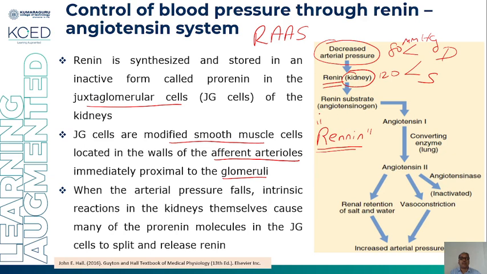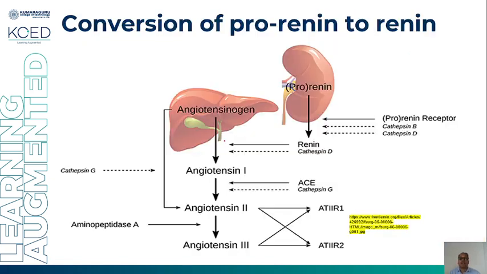What is the substrate for renin? The substrate is angiotensinogen, which is converted to angiotensin 1 in the presence of renin. Angiotensin 1 is converted to angiotensin 2 by angiotensin converting enzyme, and subsequently you will get other enzymes. Now the picture is very clear. You can see the kidney secreting renin. Actually renin is not synthesized as such, it will be present as inactive prorenin. This prorenin will be converted into renin in the presence of two enzymes, cathepsin B and cathepsin D.